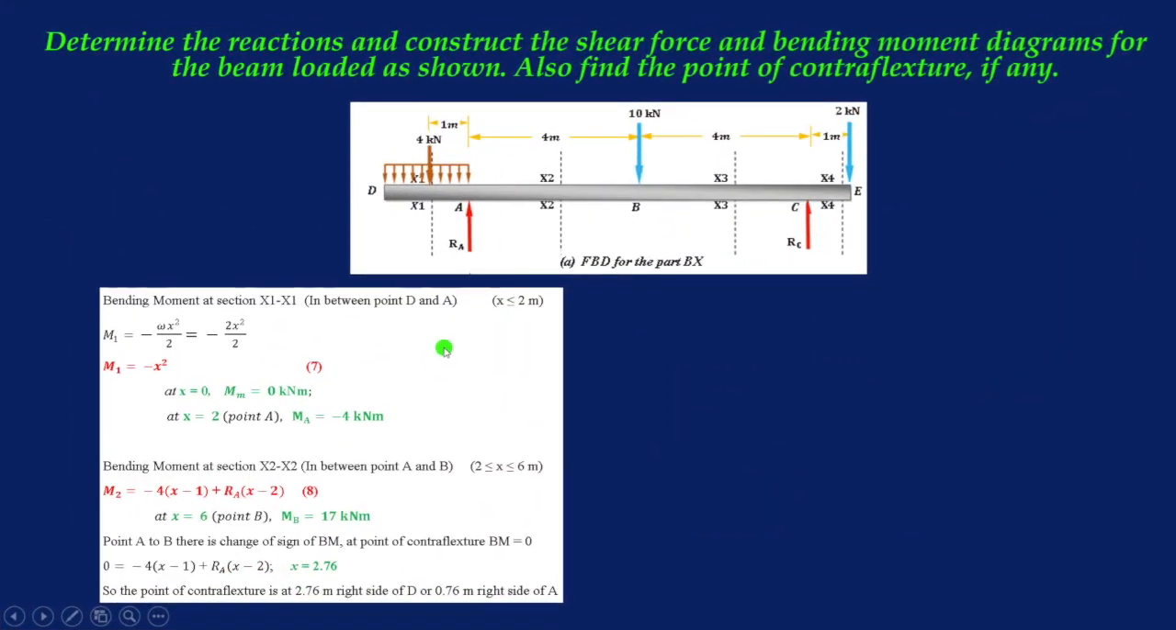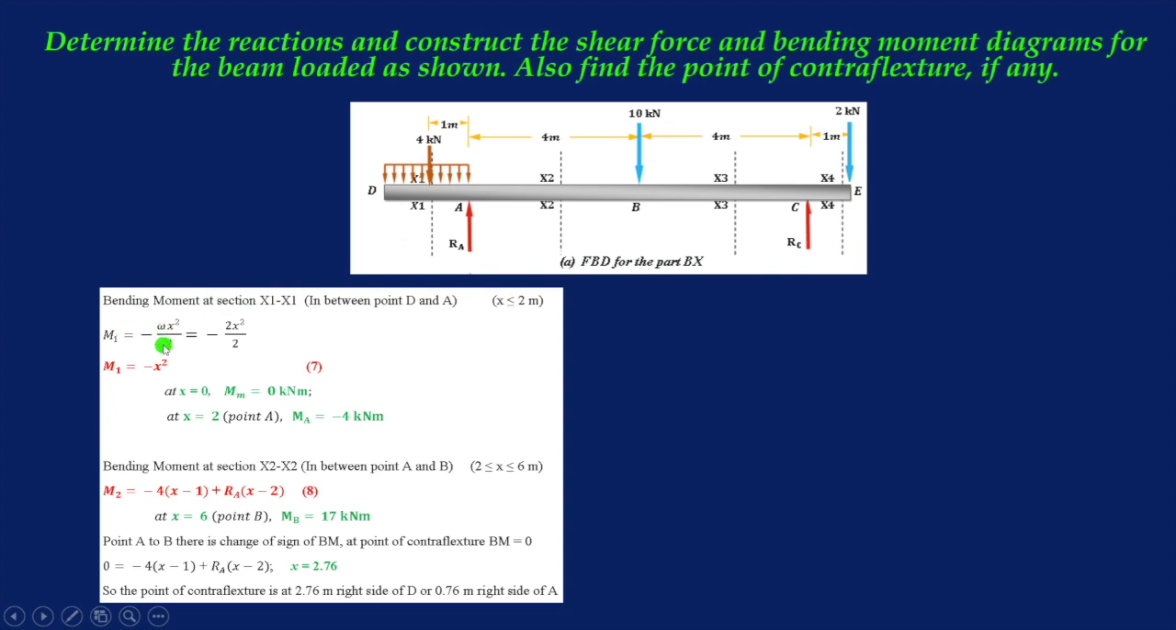Now we have to find out the bending moment diagram. Again we have drawn the free body diagram of this. For section 1, or axis 1, our bending moment equation is, this is the force omega x square by 2, as already we have discussed in the cantilever beam, so we are not discussing it again. It is similar to the cantilever equation.